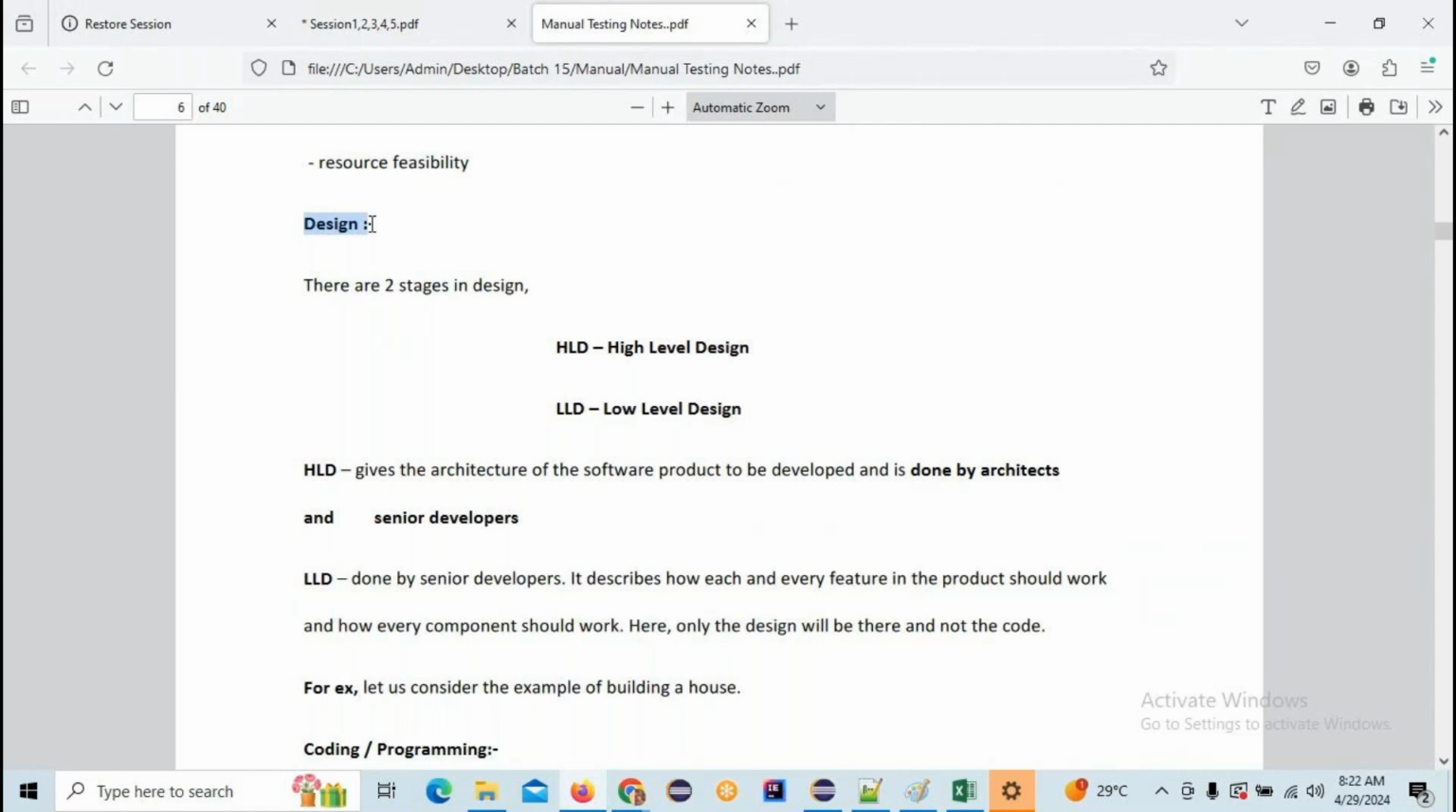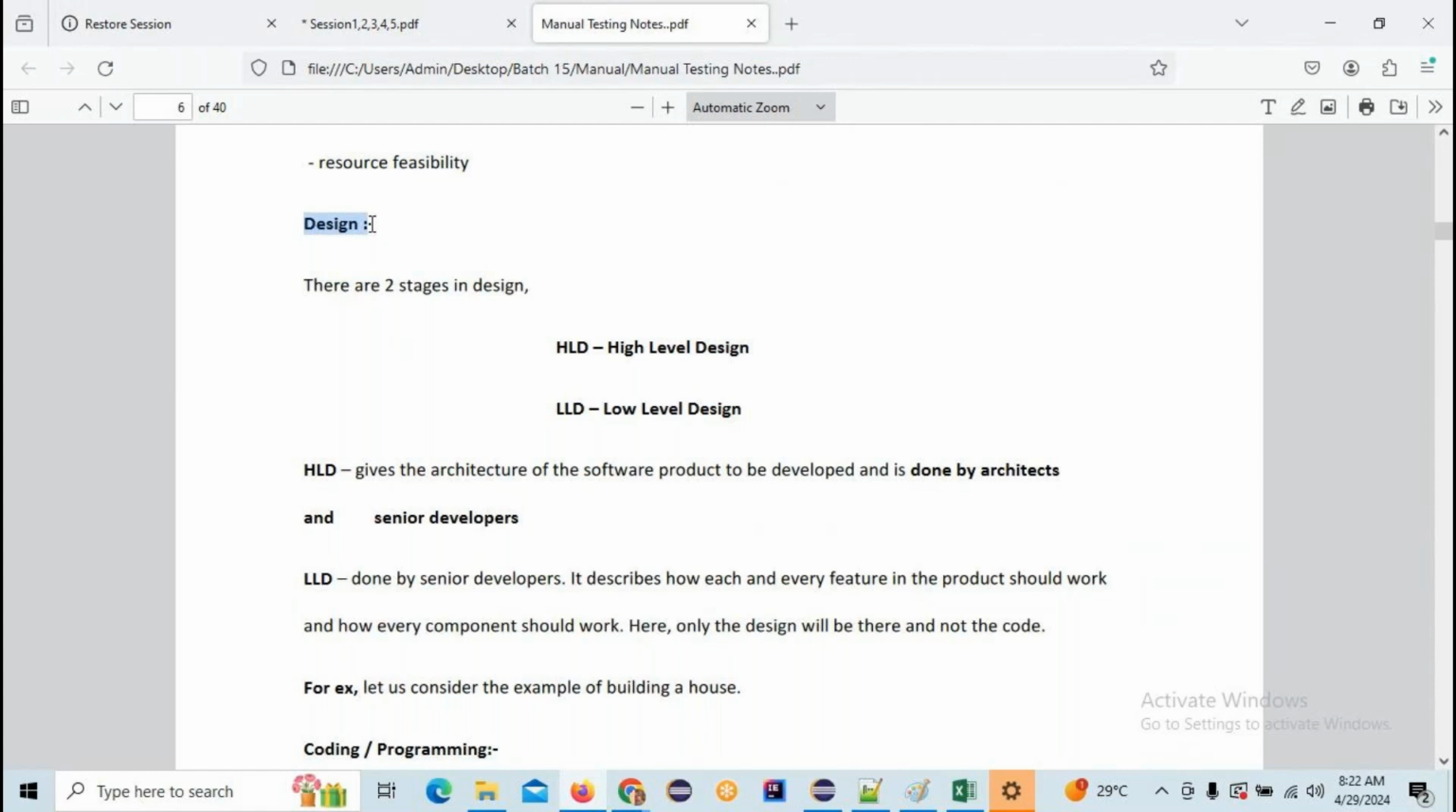High level design means in high level we are going to design. For example, if we take the login page of Flipkart, I just designed only the login page: username, password, and a sign up button. That's it. That is high level design.